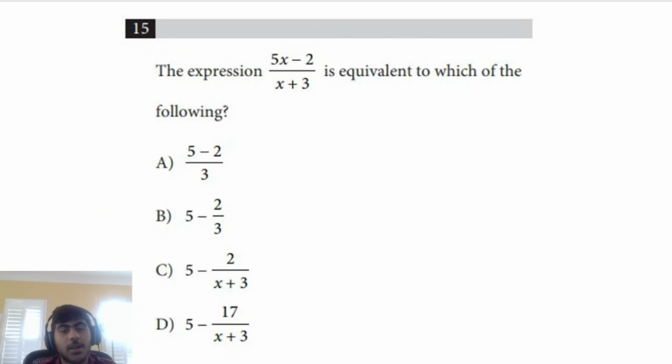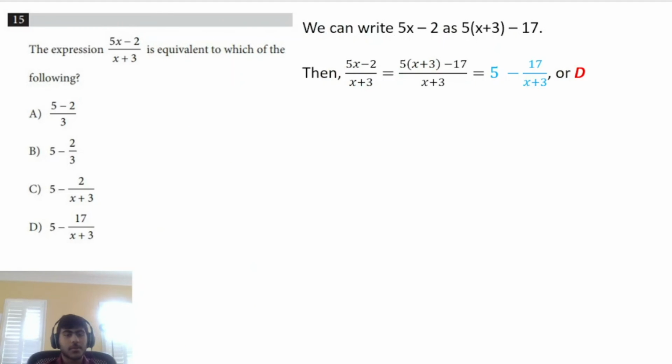Let's move on to our last question of this set. The expression (5x minus 2) over (x plus 3) is equivalent to which of the following? Well, let's see what we can do here. We can write 5x minus 2 as 5(x plus 3) minus 17. Then (5x minus 2) over (x plus 3) is 5(x plus 3) minus 17 over (x plus 3), or 5 minus 17 over (x plus 3), which is answer choice D.